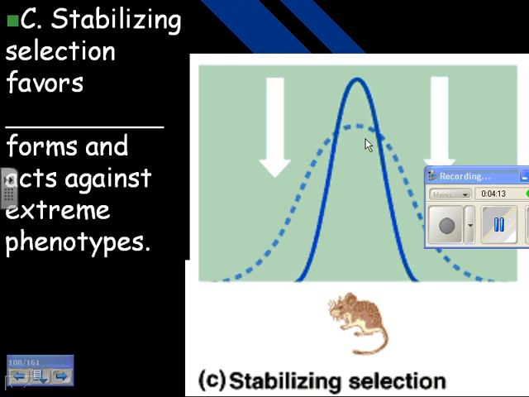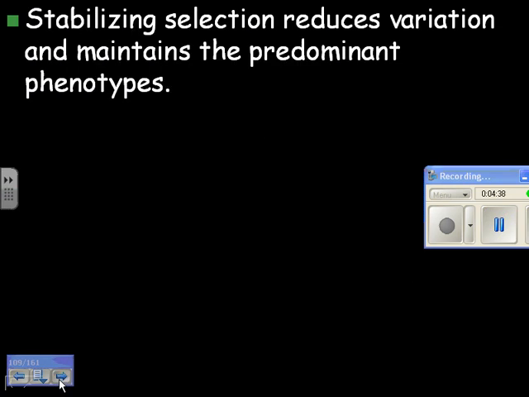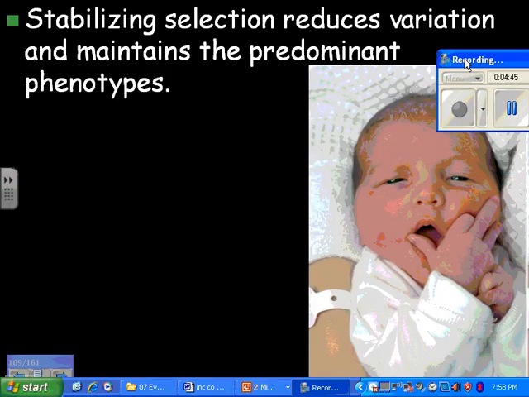That's when the one in the middle, in this case the medium colored one, does better. The ones in the extreme tend to be killed off. So this tends to keep the population sort of the same. Stabilizing selection favors the intermediate forms and acts against each extreme. Again, this could happen if the light ones or the dark ones are seen more easily and killed off. Stabilizing selection reduces variation and maintains the predominant phenotypes.